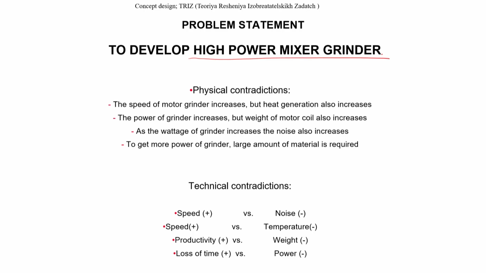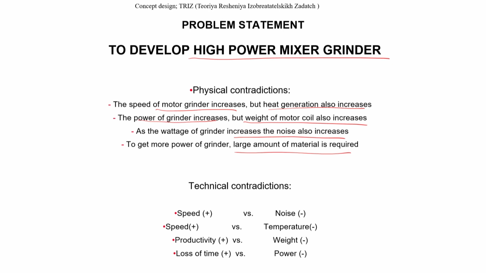mixer grinder, and naturally if you have to develop a new one, you have to see what the physical contradictions are. They figured out one physical contradiction: the speed of the motor grinder increases, but heat generation also increases. So, if you try to get high power, if you try to increase the speed, the heat will increase, and as the power of the grinder increases, the weight of the motor coil also increases, because you have to give more Lorentz force. As the wattage of the grinder increases, the noise also increases. So, that is also another worsening feature, and to get more power from the grinder, a large amount of material is required, that is also a worsening feature.